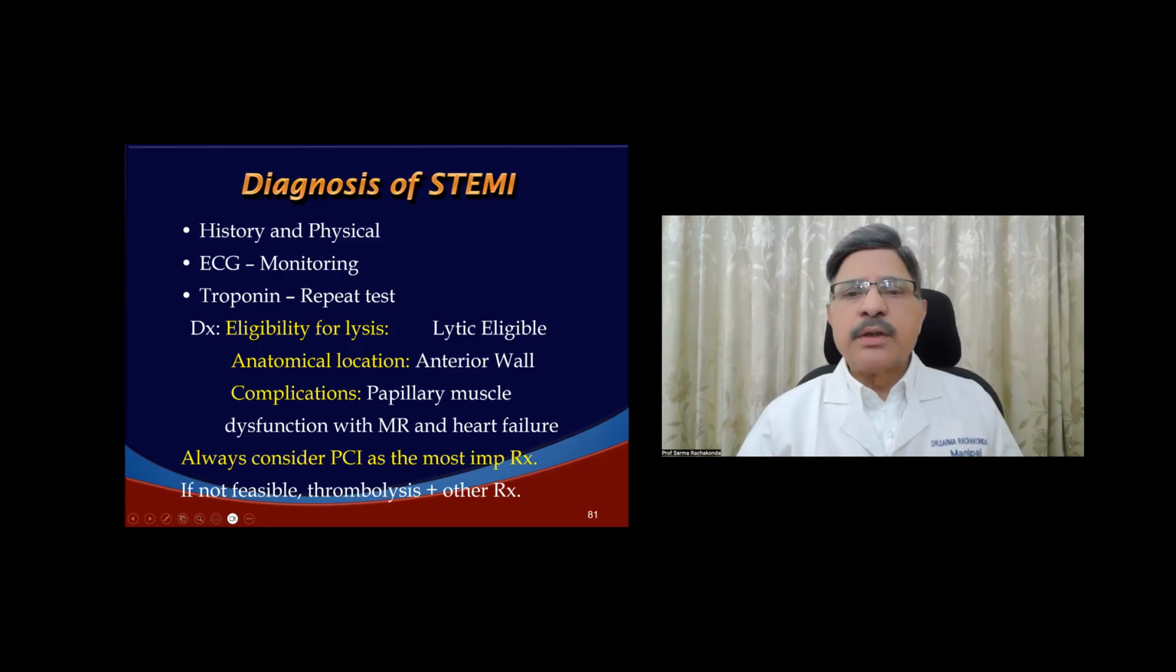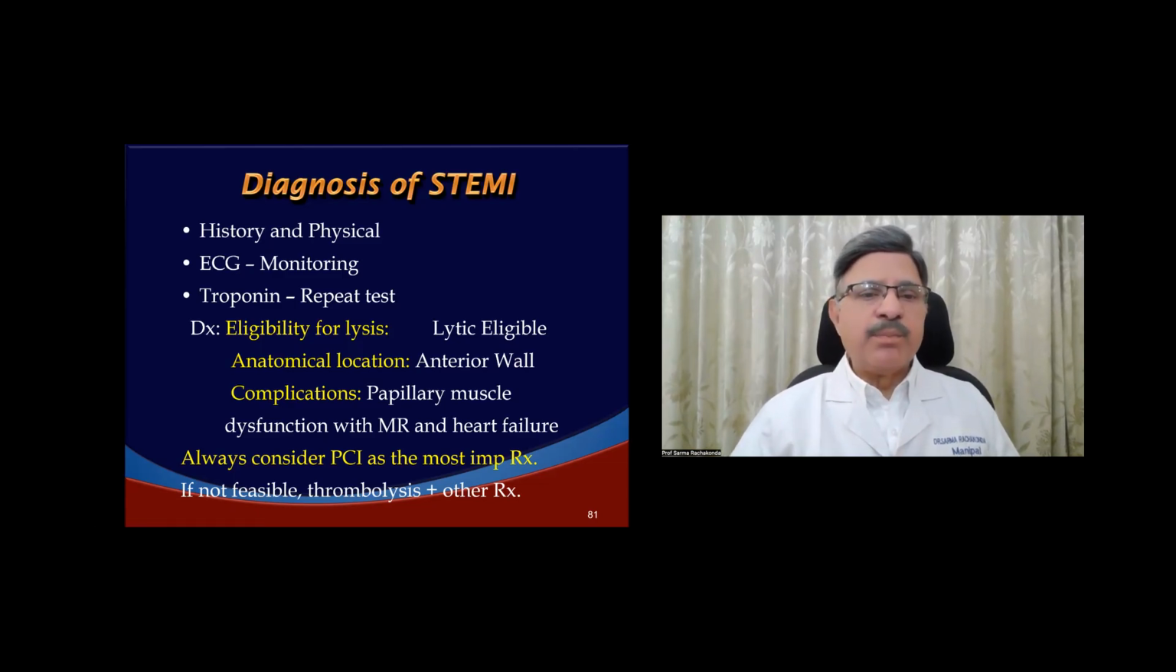Then the important thing is, is the patient eligible for lytic therapy? That's what you have to look for. What is the anatomical location of the infarct? And what are the complications associated? Anterior wall, inferior wall, posterior wall, lateral wall. Where is the infarct? Are there any associated complications like MR and heart failure?